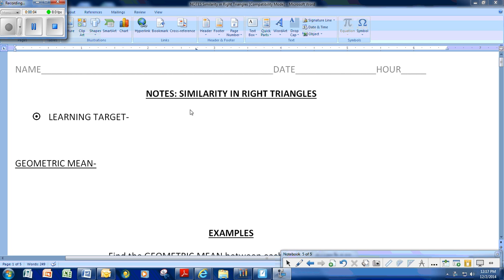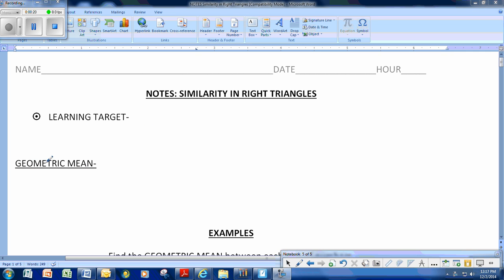Today's lesson we're going to talk about similarity in right triangles. So our learning target is you will use properties and relationships in similar right triangles.